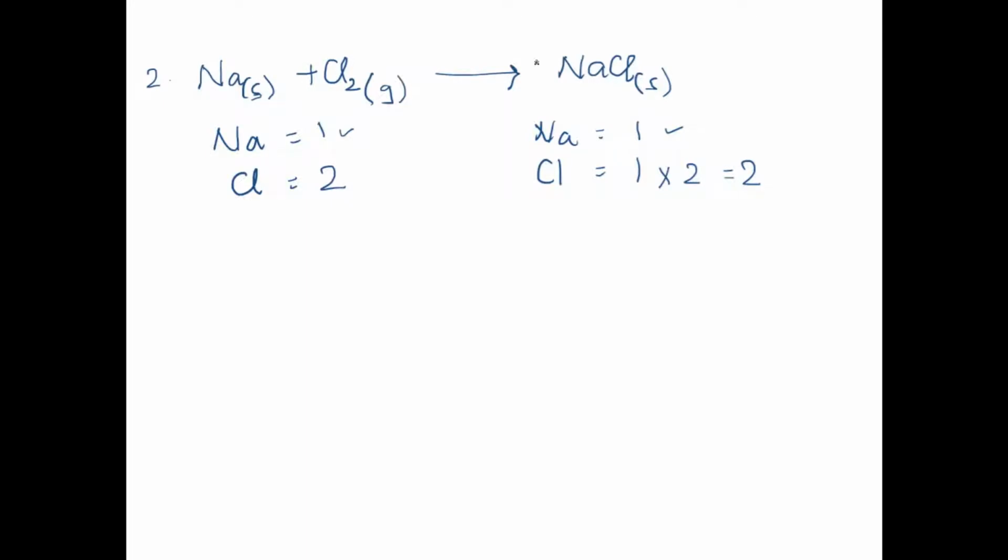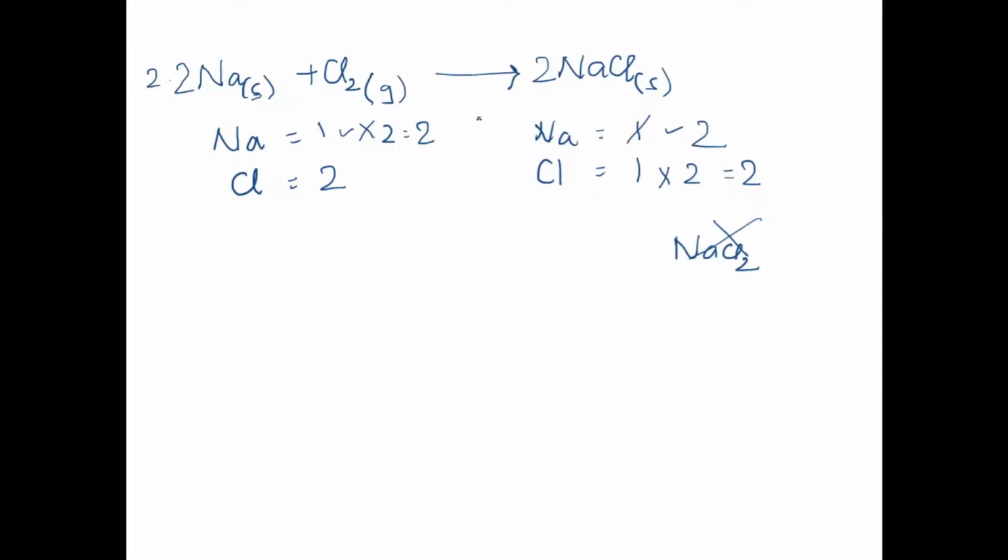No, we have to put it here before a compound. If you write it like this, NaCl2, this will become wrong. Now, if I write 2 here, sodium comes out to be 2. So what I have to do is multiply this sodium also by 2. So now I have to write 2 before this sodium.